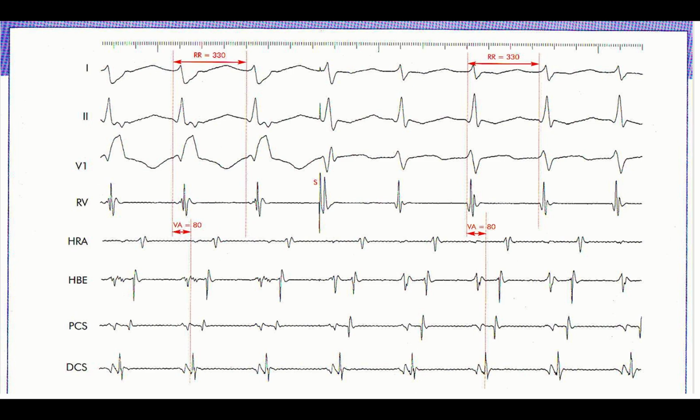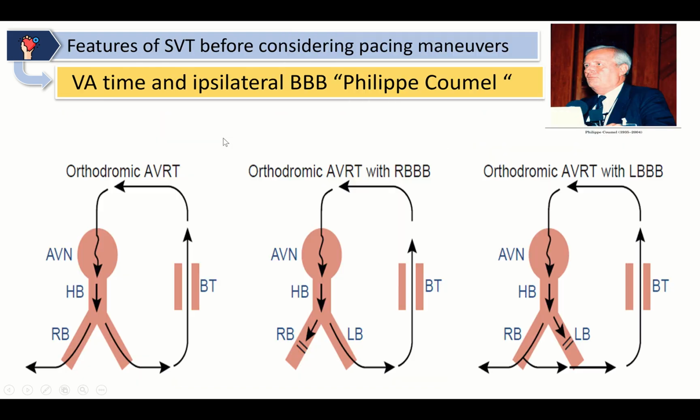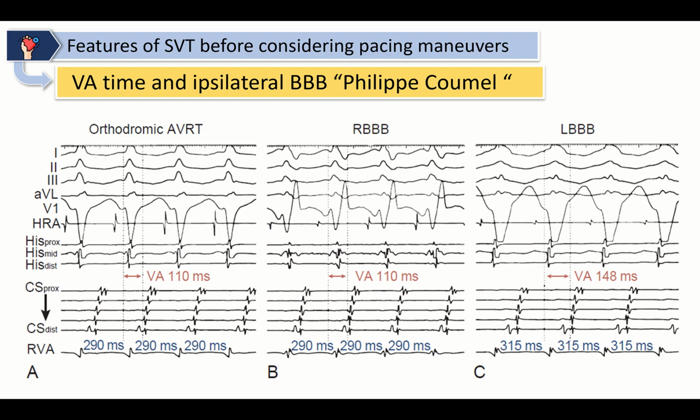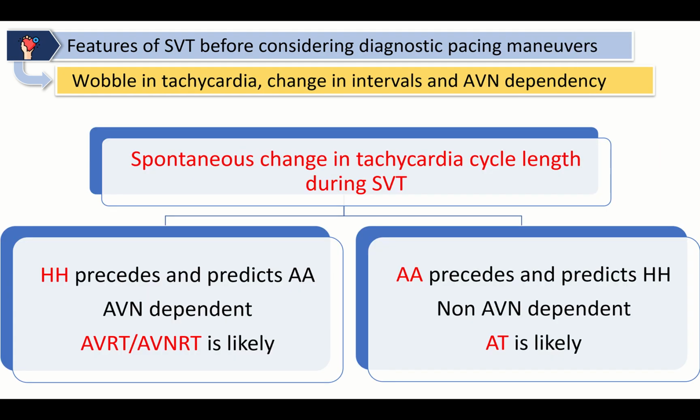One more example: when the patient had a left lateral accessory pathway and developed right bundle branch block, what happened? VA interval 80 is still 80 and cycle length 330 is still the same when he developed right bundle branch block. Nothing happened. Okay, now let's go to the golden rule.